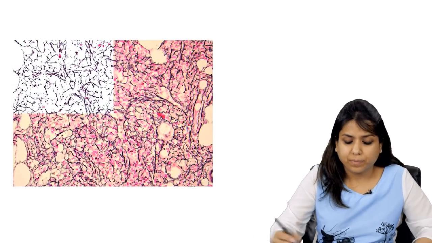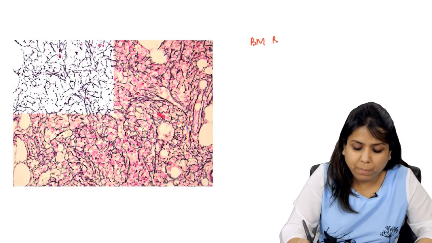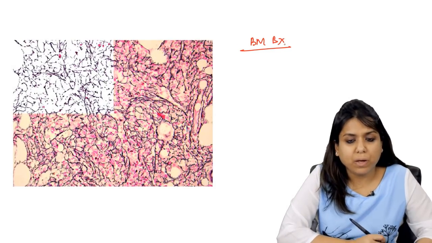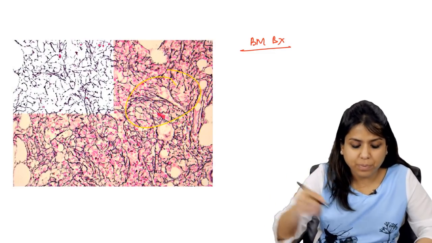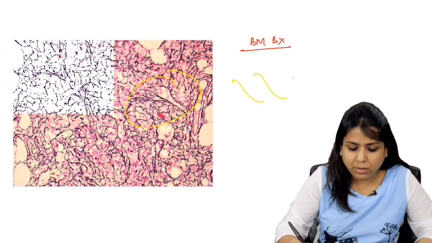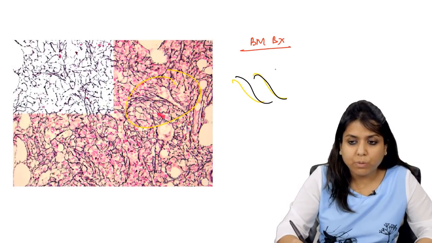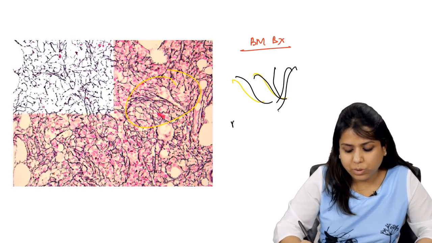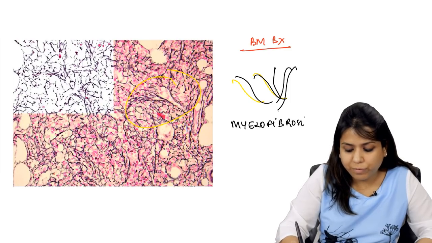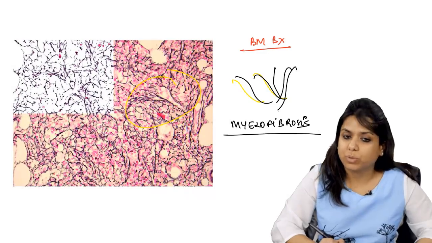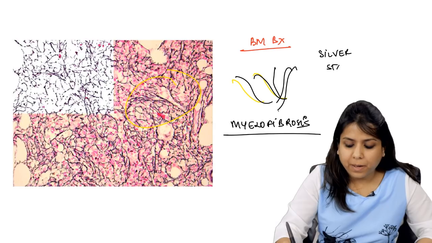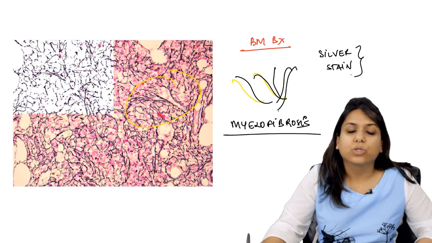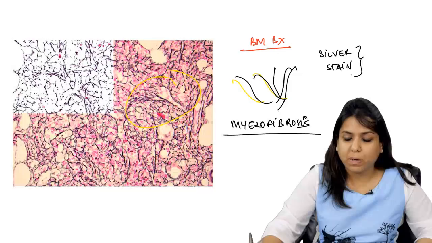In this slide, this is a bone marrow biopsy. And in this bone marrow biopsy, students, you can see a lot of blackish thing which is there. Can you appreciate these black colored fibers? So this is a bone marrow biopsy which shows myelofibrosis, bone marrow fibrosis, stained with silver stain. Anything which is stained with silver stain shows black in color, right? So this is myelofibrosis.